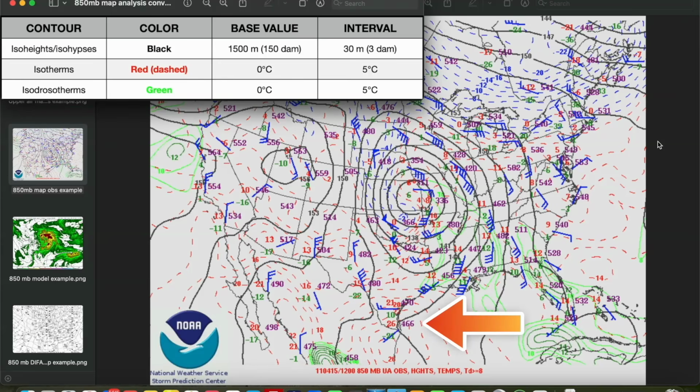Isotherms, or lines of equal temperature, are drawn as dashed red lines every 5 degrees Celsius, although intervals of 2 or 4 degrees Celsius are acceptable as well. Everything else is at the forecaster's discretion. Often isodrosotherms, or lines of equal dew point, are drawn in using the same conventions as isotherms, and isotachs are common as well. Really, whatever's helpful to the forecaster is just fine, but those are the main conventions used when manually analyzing an 850 millibar map.